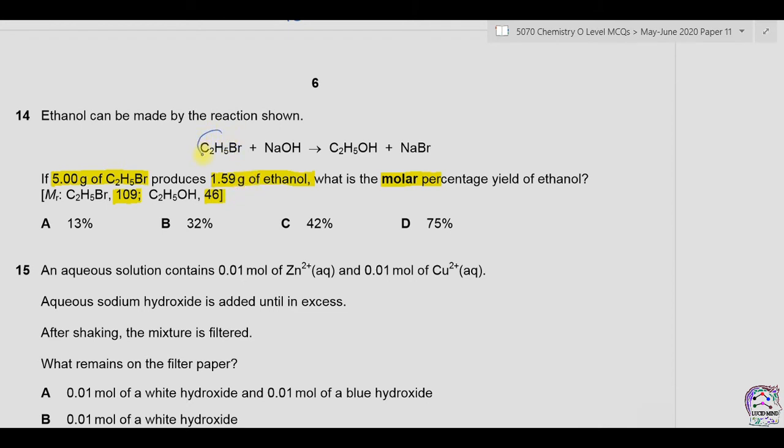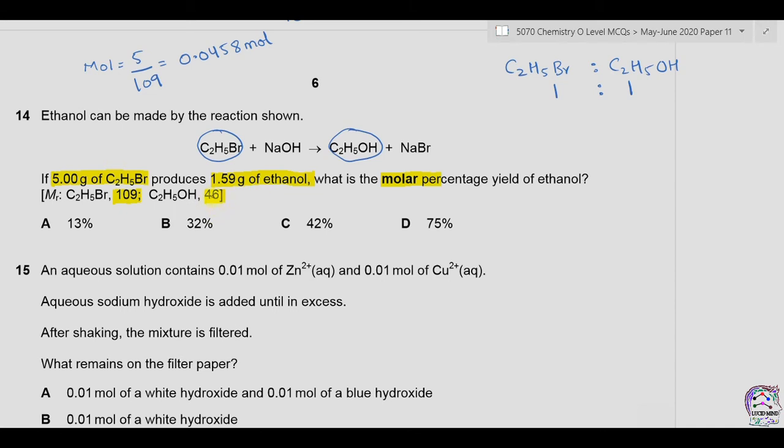As the question is in between C2H5Br and C2H5OH, we can see that according to the balanced chemical equation, the molar ratio is 1:1. Now we have to find the number of moles from given mass and molecular mass. For C2H5Br, moles is equal to mass in grams, 5 gram, divided by molecular mass, which is 109. It is equal to 0.0458 moles.